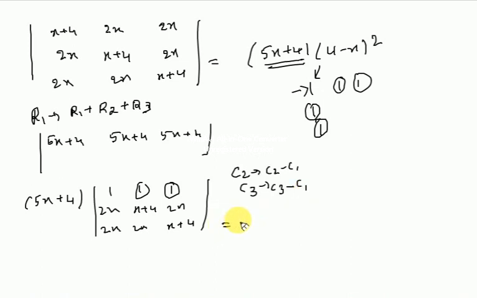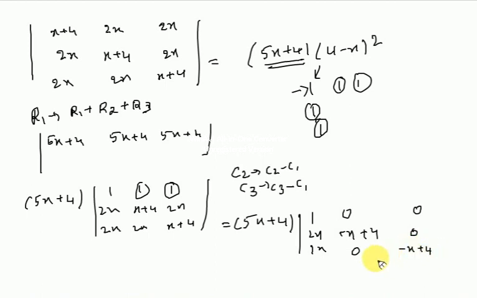Now this is equal to 5x plus 4 as it is, with the first column as it is: 1, 2x, 2x. Then you have 0, and here this is minus x plus 4, this element is 0, this element is 0, this element is 0, and this element is again minus x plus 4. Since this is a lower triangular matrix, we can take the product of the principal diagonal elements. So 5x plus 4 into that product will be 4 minus x the whole square. This is the required result.